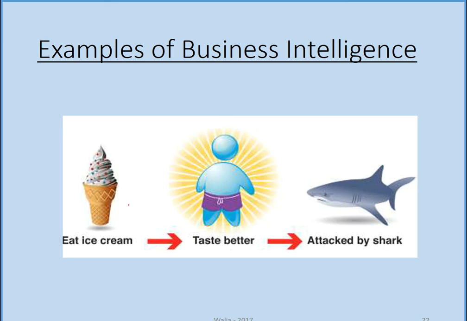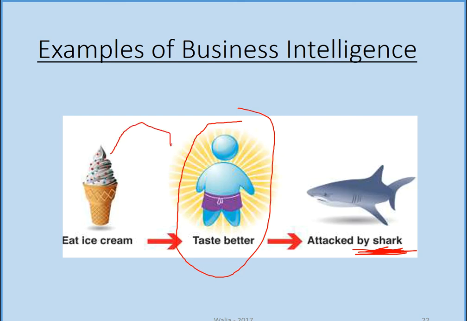Okay, so this is another example, and this is the best example of the difference between correlation and causation. There was a study done on humans being attacked by sharks, and they found out that if a person eats ice cream, his or her likelihood of getting attacked by a shark goes up very high.